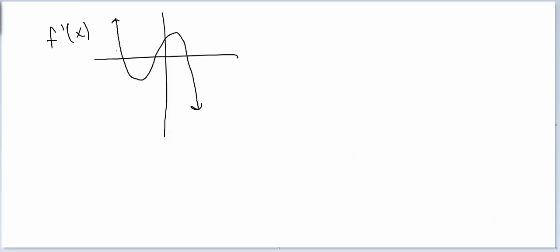So if the derivative looks like this, notice that the derivative has an intercept, and I'll call that point A, I'll call this point B, and I'll call this point C. So if we were to look at the function at points A, B, and C, those are very specific points. When the derivative is equal to 0, we're dealing with an extreme value.